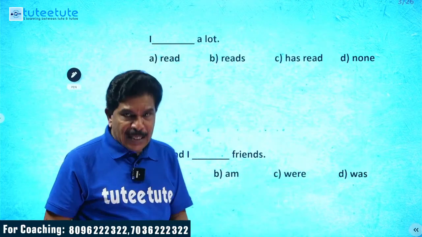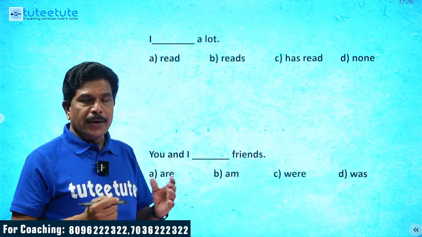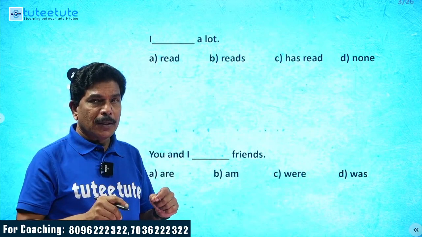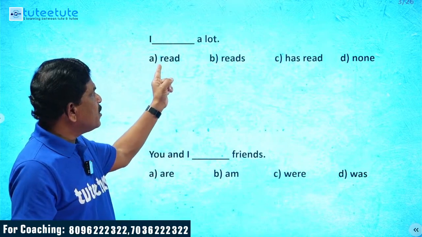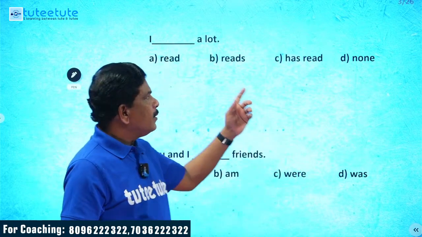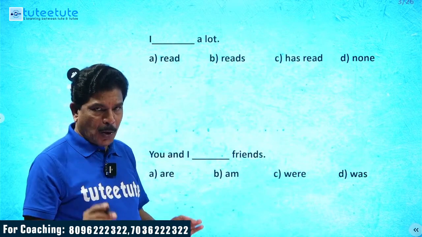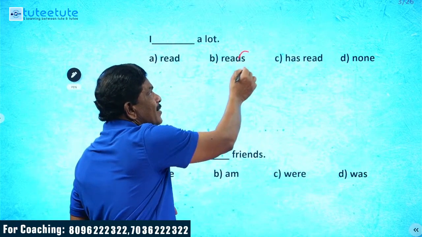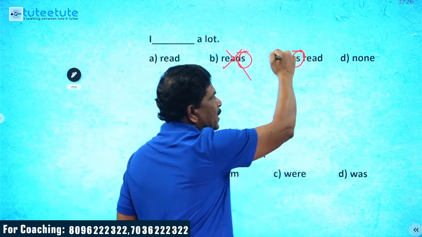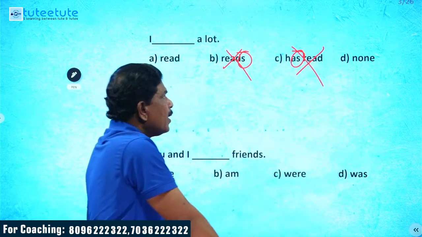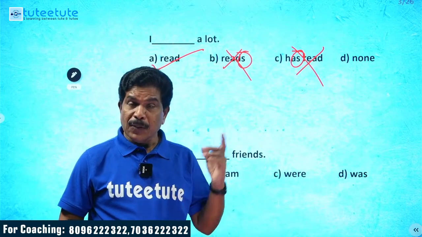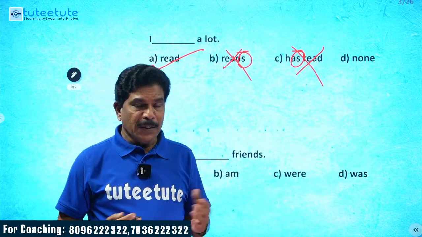Here, see the sentence, I dash a lot. I said I is plural in the present tense. Here the options given: read, reads, has read, none. Here the verb, I reads is not possible because reads ends with s. Therefore, that is singular. Has read also ends with s. That is also wrong. Then read is the correct answer. I read a lot. This is simple present or present simple.